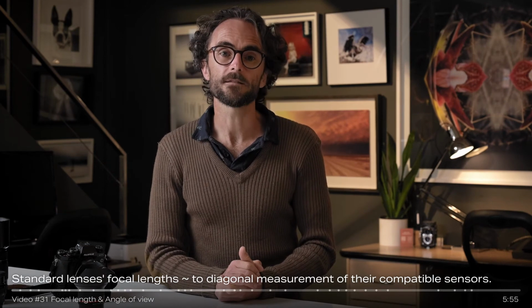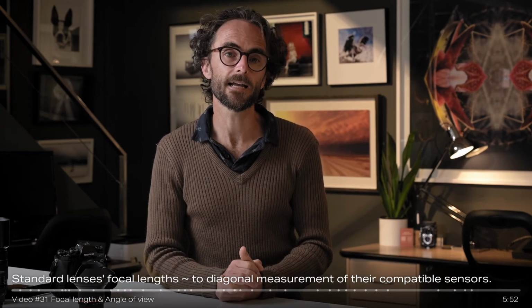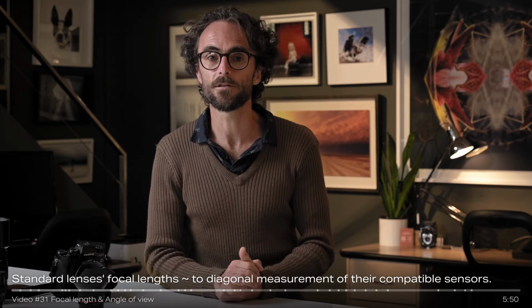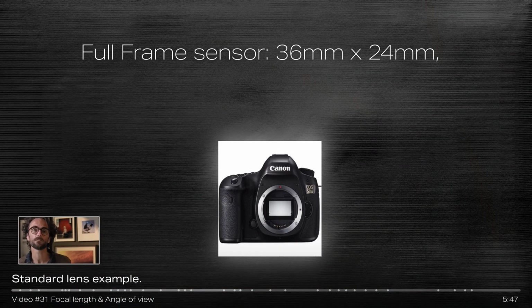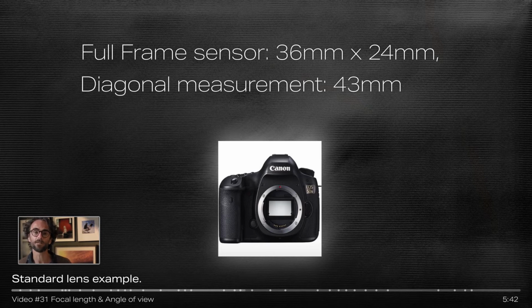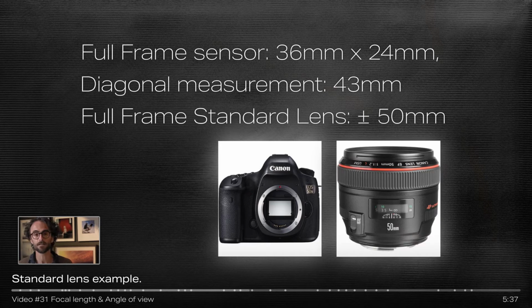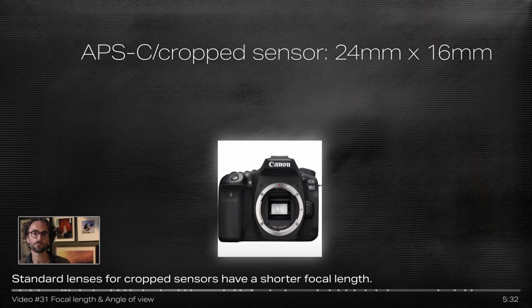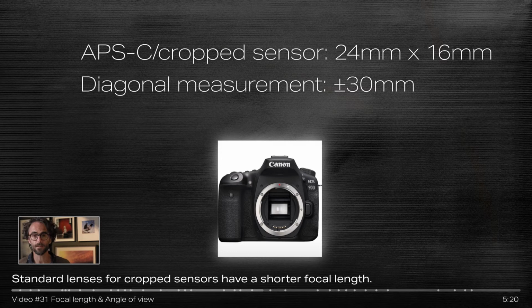Standard or normal lenses have a focal length that is similar to the diagonal measurement of the sensor they are made to be used with. So for instance, a full-frame sensor, which measures 36 by 24mm, has a diagonal measurement of 43mm, and standard lenses for full-frame cameras typically have a focal length close to that, most commonly 50mm. Because cropped sensors are smaller than full-frame ones, standard lenses for cropped sensors have a shorter focal length. Most crop sensor cameras have a sensor measuring 24 by 16 millimeters with a diagonal measurement of about 30 millimeters.